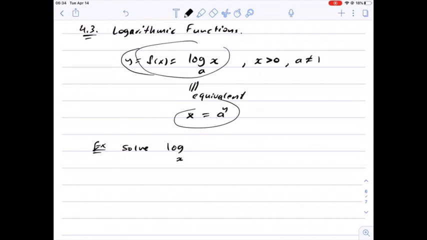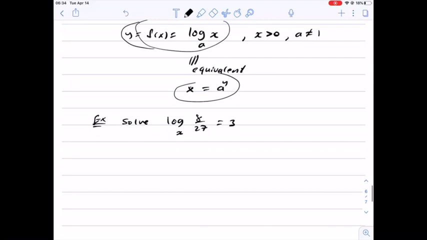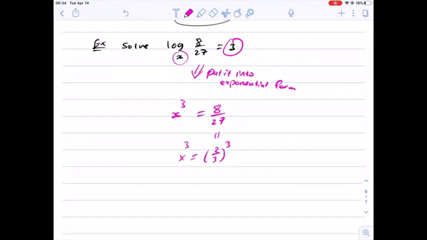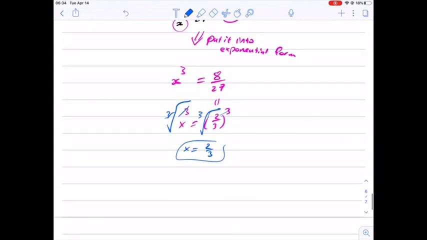Now let's take an example. We want to solve log base x of 8/27 equals 3. In order to solve this equation, we need to convert it into exponential form. So for the exponential form, we start with the base. The base is x, and this is the power 3, because log represents the power, is equal to 8/27. Now we need to work on the right hand side. So the right hand side can be written as 2/3 to the power 3 equals x to the power 3, and then we take the cube root of both sides to get x equals 2/3.